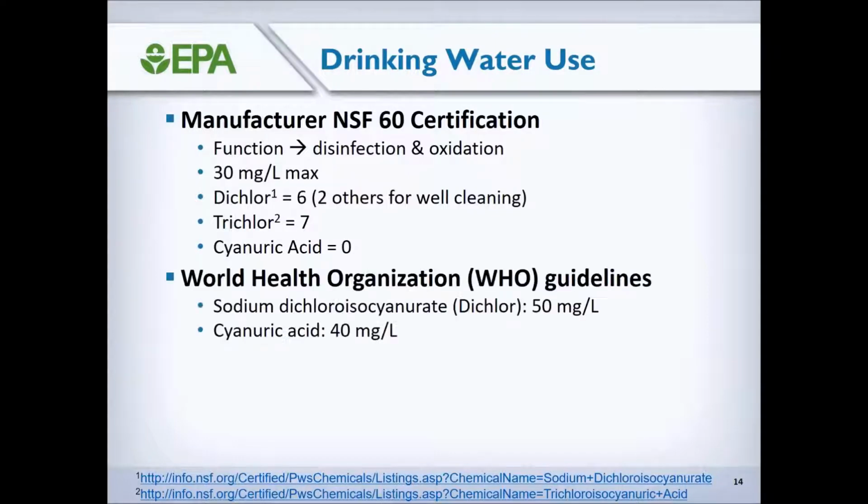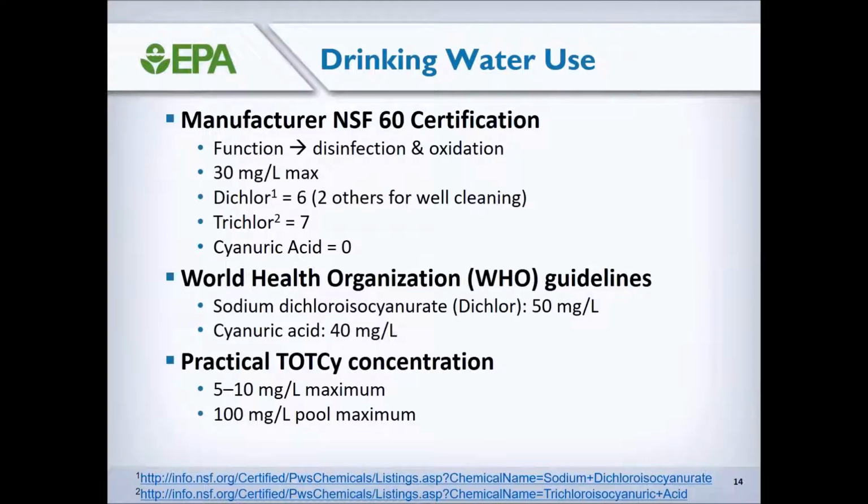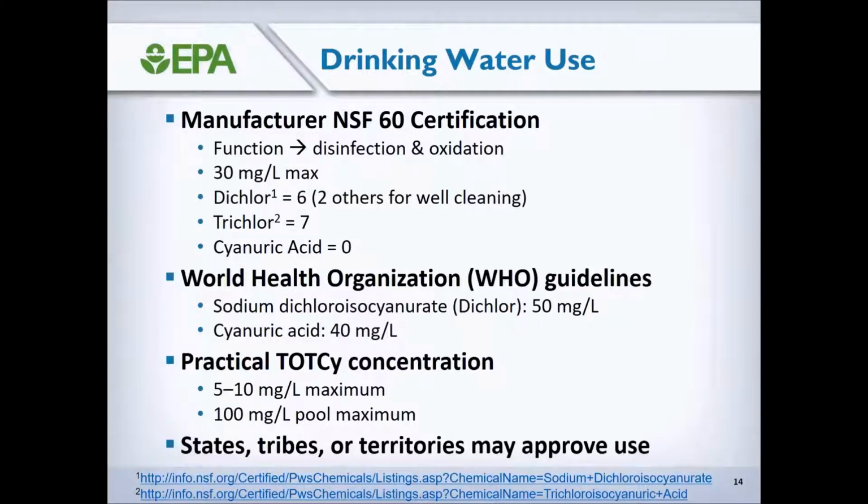in drinking water. WHO, the World Health Organization, also has some guidelines shown here. But practically, when you're talking about drinking water, the total cyanurate concentration that you're actually going to see is only about 5 to 10 milligrams per liter, and that would be on the maximum end of things. As you remember from that earlier slide, pools can have up to about 100 milligrams per liter in their waters. So we're an order of magnitude lower in terms of cyanurate in drinking water, just to keep that in mind. And the bottom line here is that states, tribes, or territories may approve the use of dichlor or trichlor.